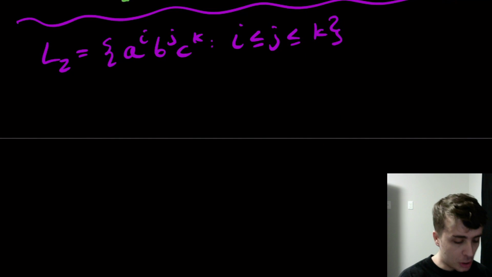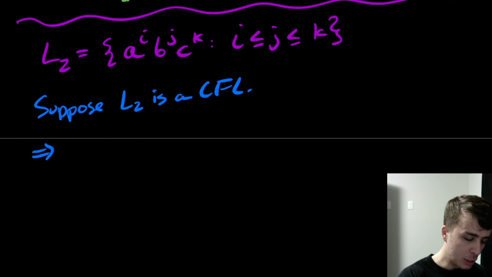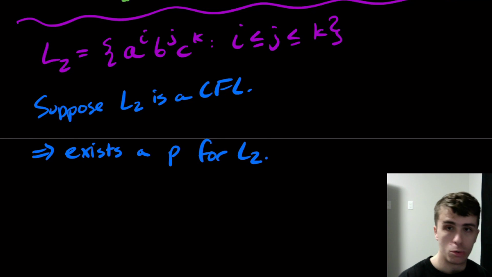So we've got to start as usual. We're going to suppose that L2 is in fact a CFL. And I'm just going to shorthand this. There exists a pumping constant P for L2, this language. And of course, just like before, we need to pick some string that's in the language and long enough, at least P in length.